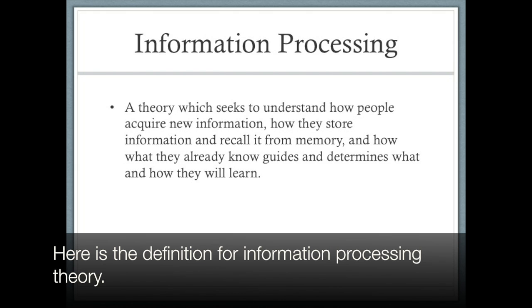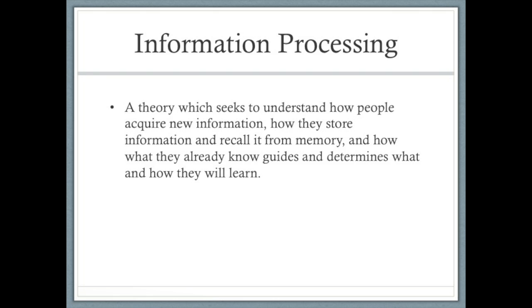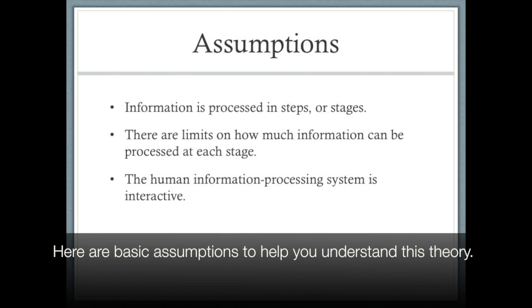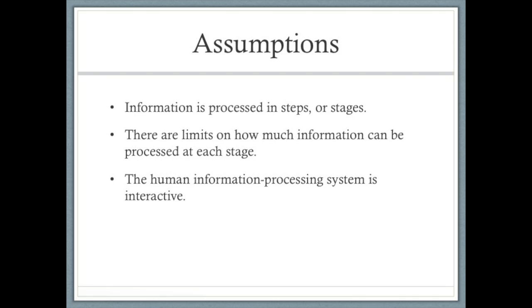Here you see the definition for information processing theory. We will discuss each part of the definition as we move through this PowerPoint. Here are some basic assumptions that you need to make in order to understand information processing theory. First, information is processed in steps. Also, there are certain characteristics or limitations for each step. And the steps or stages are not mutually exclusive. They interact with each other.